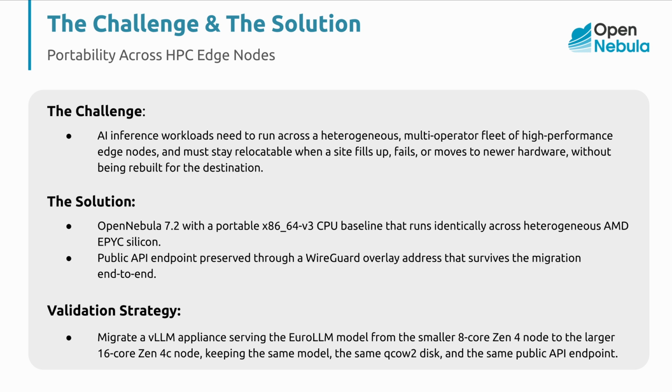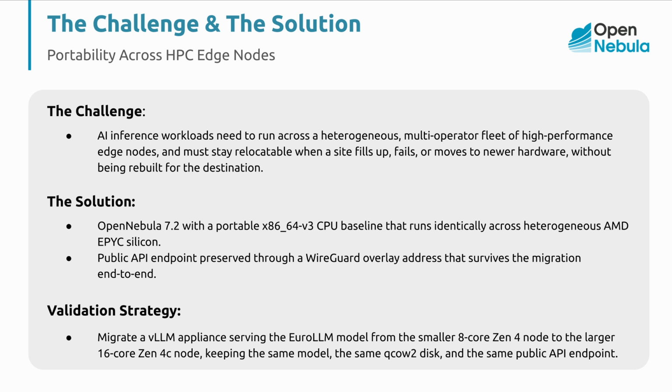OpenNebula 7.2 addresses this by treating the workload as a portable artifact. The VM uses an x86-64v3 CPU baseline that runs identically across heterogeneous AMD EPYC silicon. The model weights and the inference runtime travel inside the QCOW2 system disk, and the public API endpoint stays stable through a WireGuard overlay address that survives the migration.